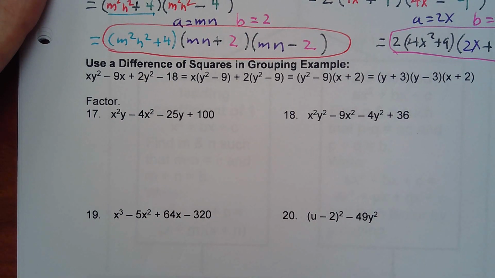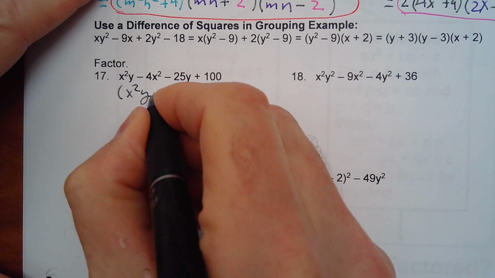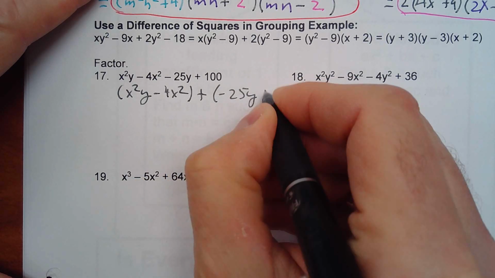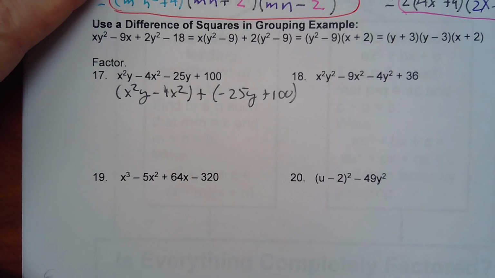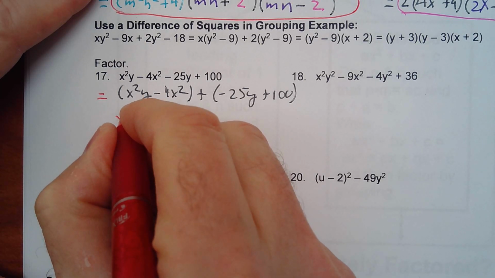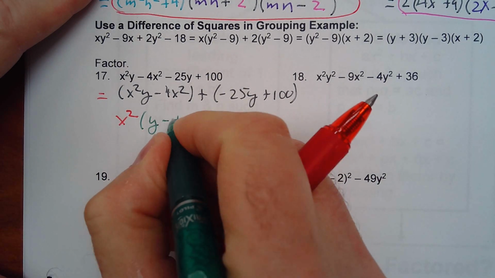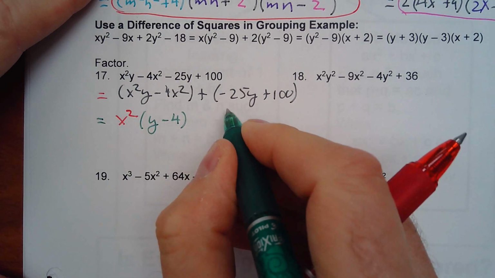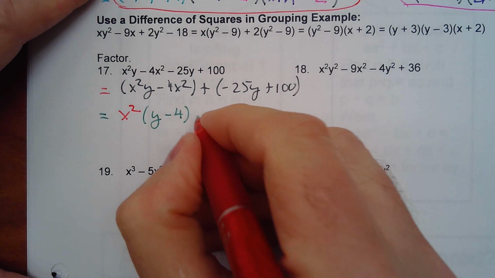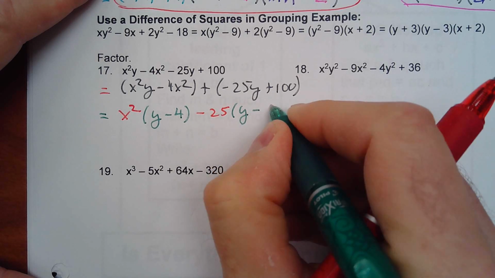So we're going to do our grouping here like before. x squared y minus 4x squared plus negative 25y plus 100. First two terms have a common factor of x squared, so let's pull that out. Leftovers would be y minus 4. And then the last two terms have a common factor of 25, but I want to pull out a negative 25. Y minus 4.